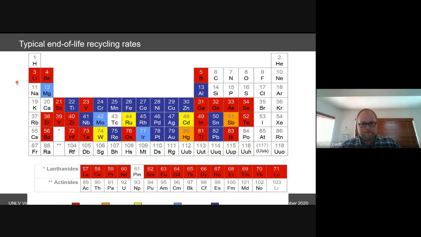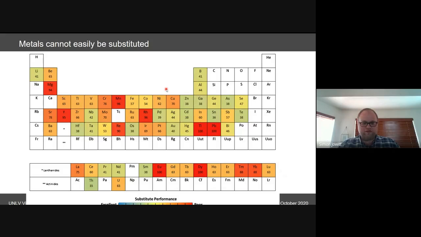We're better at recycling some of the base metals like iron, cobalt, nickel, and copper, but even then, you will never get 100% recycling, and recycling cannot always meet increased demand. And this data just shows the substitutability of the elements. The more you tend towards this color, the worse you are. We basically can't find substitutes for some of these elements. Things like manganese, yttrium, and magnesium are very poorly substitutable. We can't find other metals that replace the characteristics that these metals impart to whatever we're putting them in.